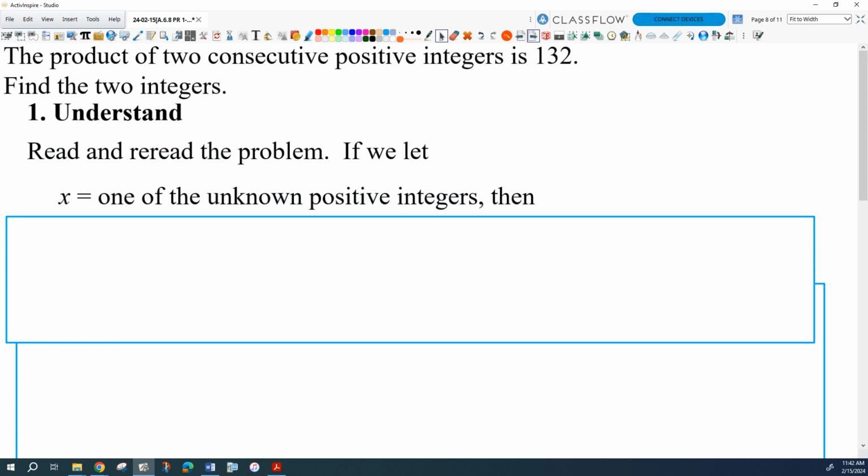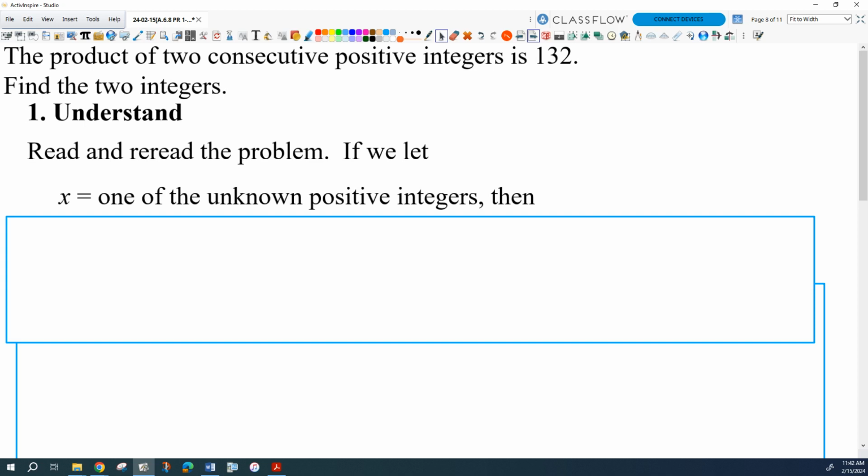We'd rather just use one variable, but if they're consecutive, what does that mean? Somebody give me an example of 2 consecutive integers. 7 and 8, or 10 and 11. If the first integer is 14, the next one is 15. If the first integer is 20, the next consecutive one is 21. If the first integer is 35, what's the next one?